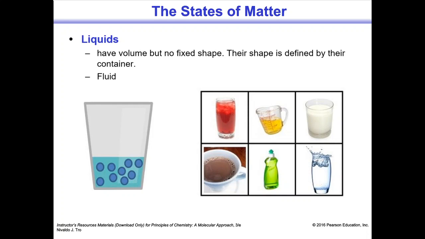It just has sort of random order in terms of how the molecules are arranged, but they're still close enough and connected with each other that they're going to have a fixed volume. So they're not going to just separate from each other randomly. Some examples of liquid might be a glass of water. And I have some examples here: milk, oil, coffee or tea, soap, water, maybe some sort of juice. We're familiar with liquids, and these are found throughout our daily lives, as well as solids.